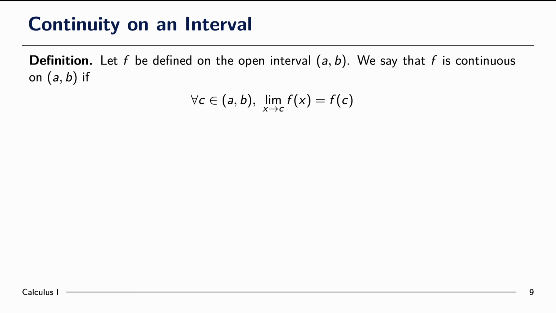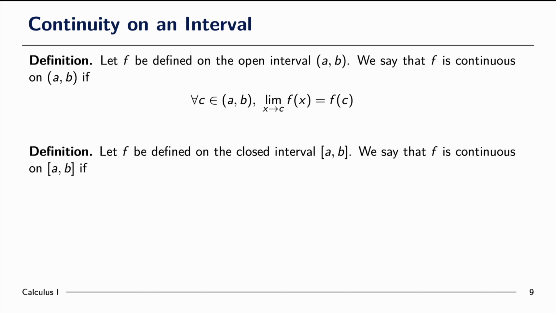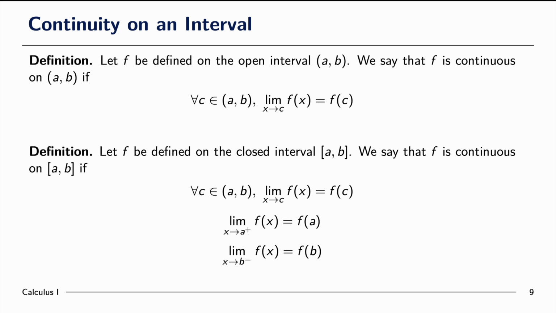Things get a little bit trickier though when we try to define continuity on a closed interval. So let f be defined on the closed interval a to b. We say that f is continuous on the closed interval a to b if for all c in the open interval a to b, the limit of f of x as x approaches c is equal to f of c. Additionally, the limit of f of x as x approaches a from the right must be equal to f of a, and the limit of f of x as x approaches b from the left must be equal to f of b. If these conditions are met, then we say that f is continuous on the closed interval a to b.